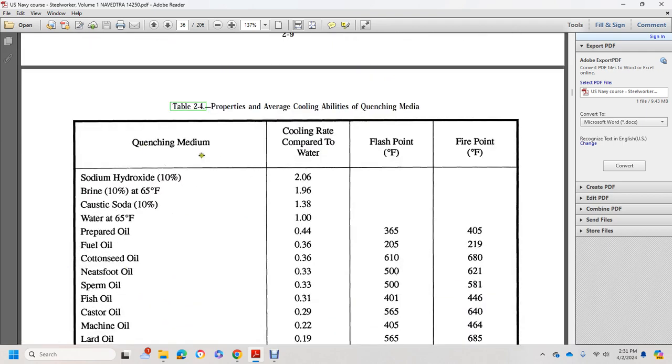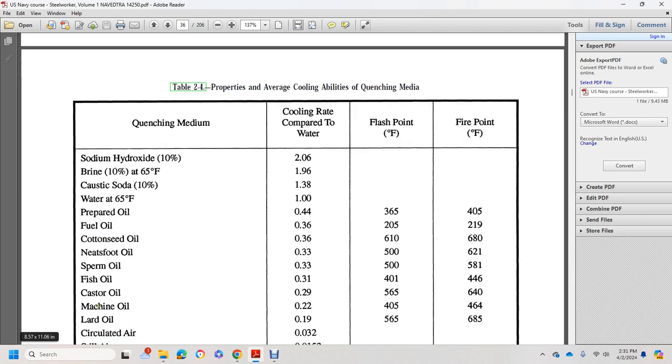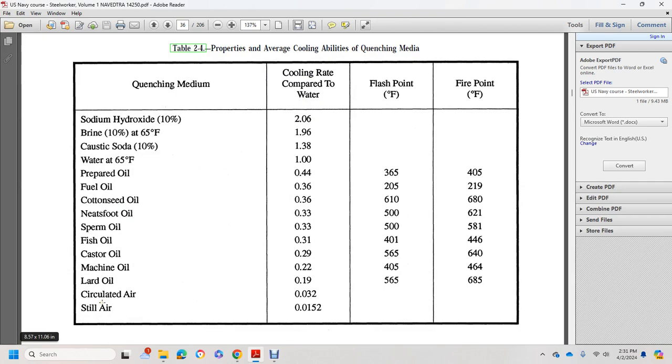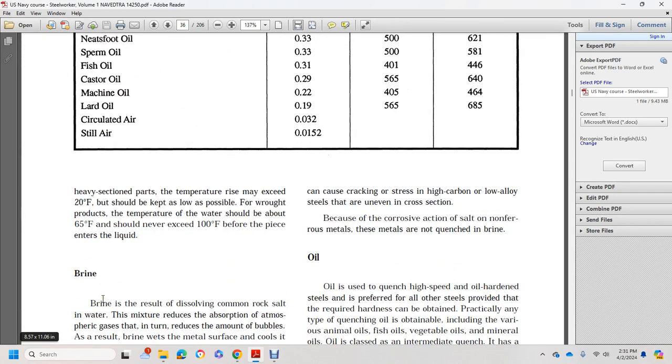Table 2-3 shows the quenching medium cooling rate with water, the flash points, and fire points. Those are for sodium hydroxide, caustic soda, water at 65 degrees, prepared oil, fuel oil, cottonseed oil, neat oil, sperm oil, fish oil, castor oil, machine oil, lard oil, circulated air, and still air.